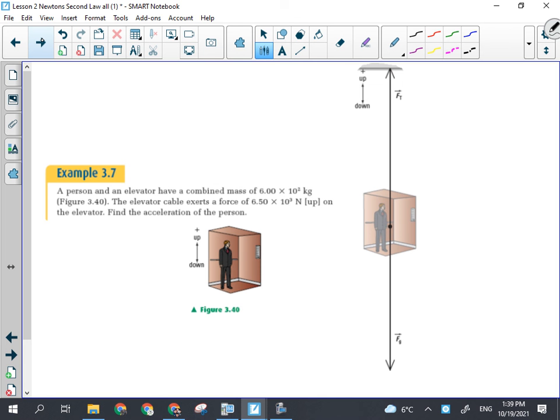Any object moving vertically is technically an elevator. Even if it's a person jumping out of a plane, it's still an elevator question because they're moving vertically.